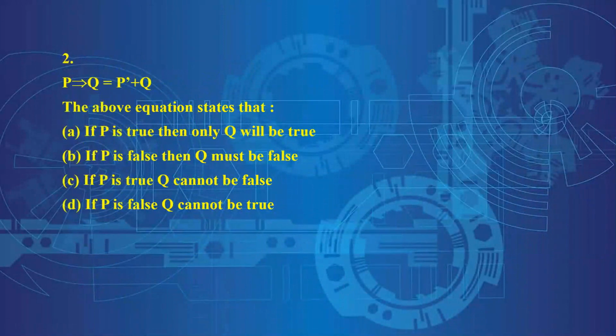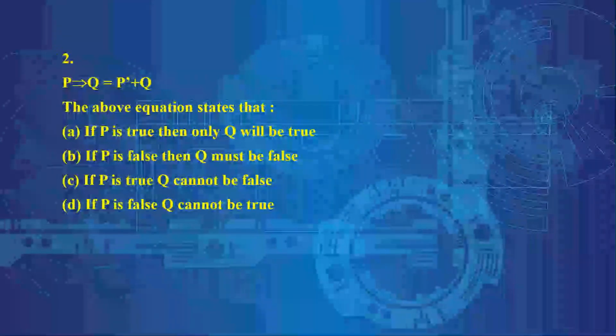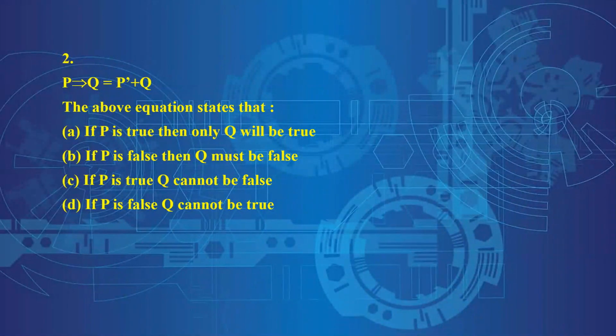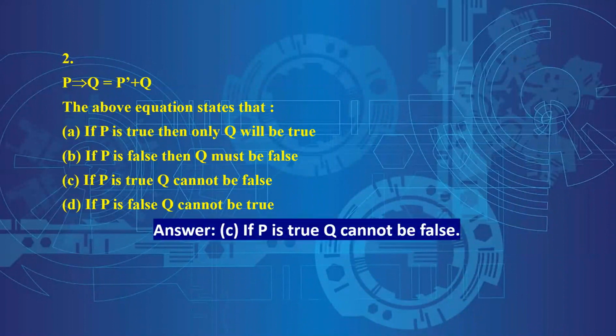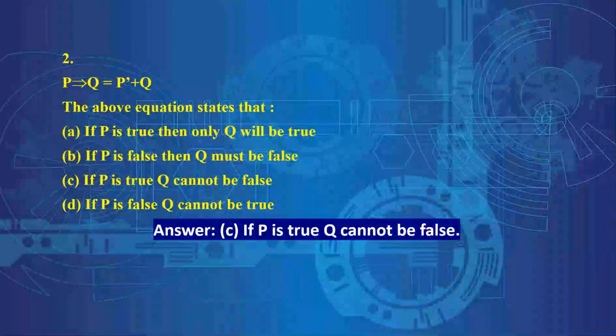Next question. P implies Q is equal to P bar plus Q. The above equation states that: option A, if P is true, then only Q will be true. Option B, if P is false, then Q must be false. Option C, if P is true, Q cannot be false. Option D, if P is false, Q cannot be true. The answer is option C, if P is true, Q cannot be false.